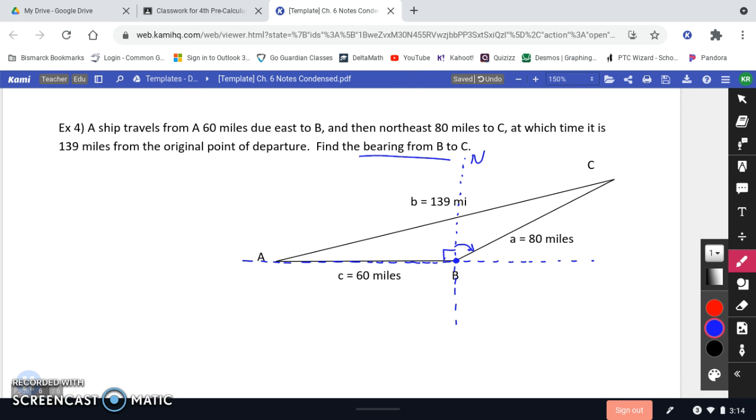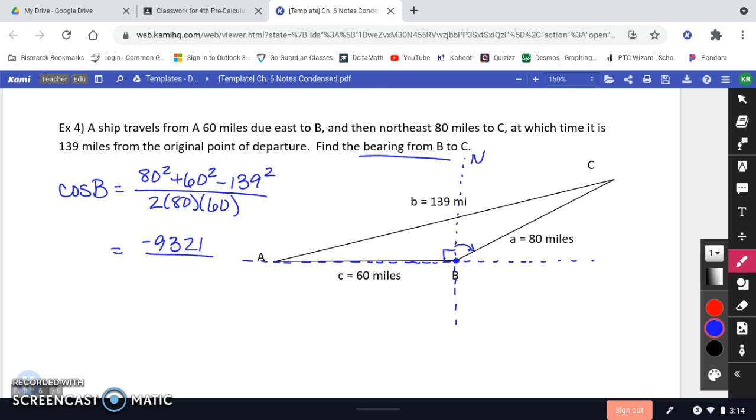So our plan is, I have all three sides of my triangle. I'm going to find angle B. I can then subtract 90, and that will tell me my bearing. So we're going to be using cosine of B. That's going to be 80 squared plus 60 squared minus 139 squared over 2 times 80 times 60. Again, I'm just following my formula. Plug this into your calculator to simplify. Now remember, we're looking for an angle measure, so you're going to do the inverse cosine.